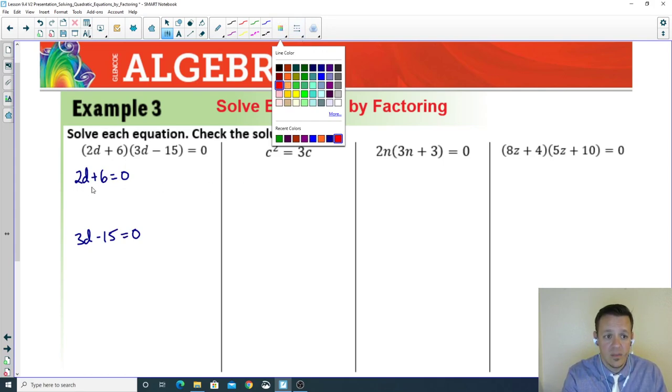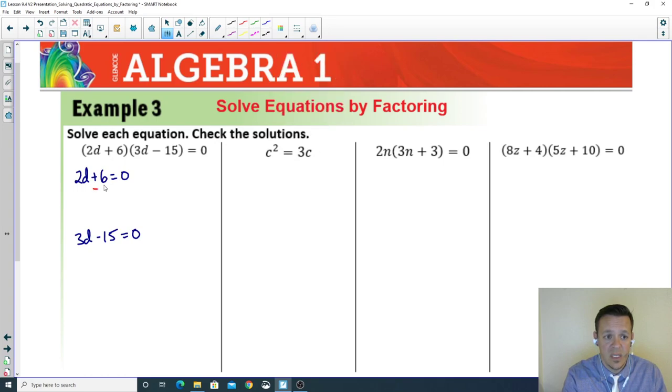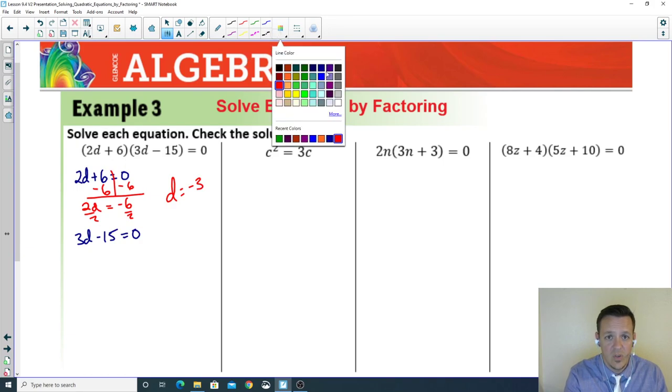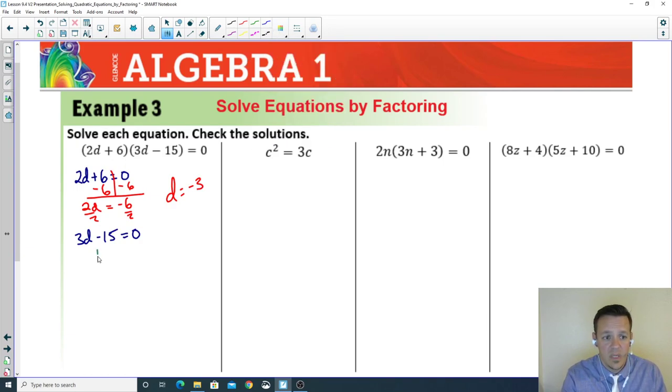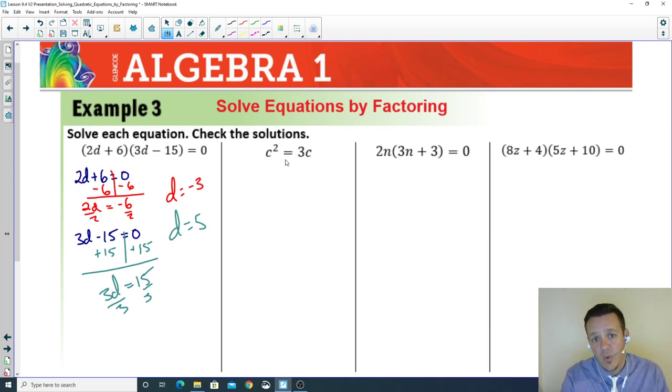What you want to do is make sure as you go through this that you subtract 6 from both sides to solve this equation. And you'd have 2d equals negative 6, and then you'd divide both sides by 2, and you'd get d equals negative 3. Do the other side there. This one here would be add 15 to both sides. You set this up, it'd be 3d equals 15, divide by 3, and then you also get d equals 5, right? Simple. It's simple when you set it to 0.